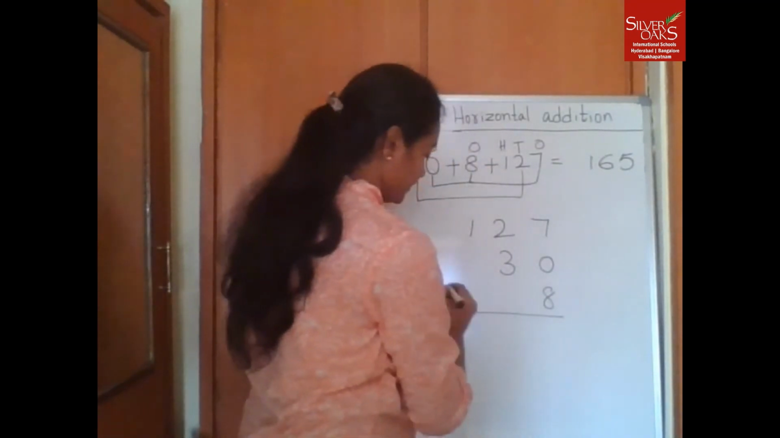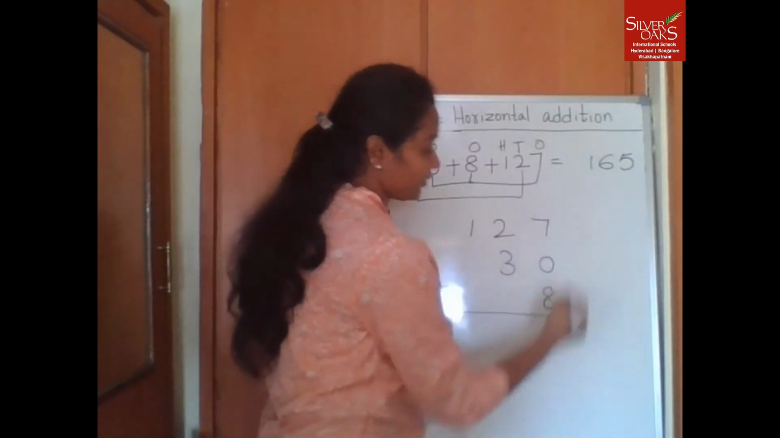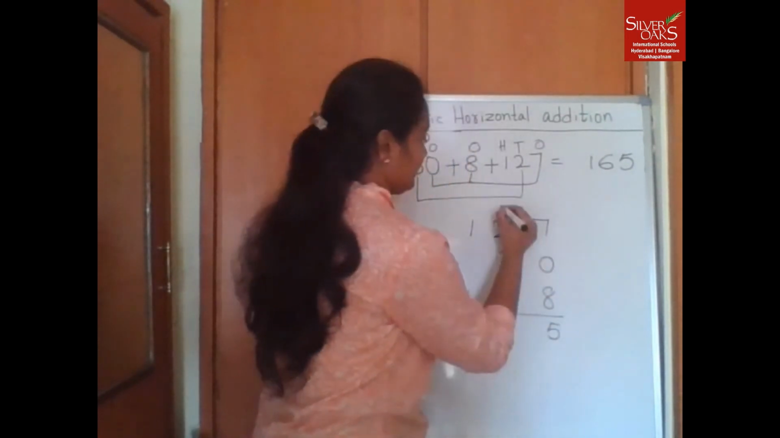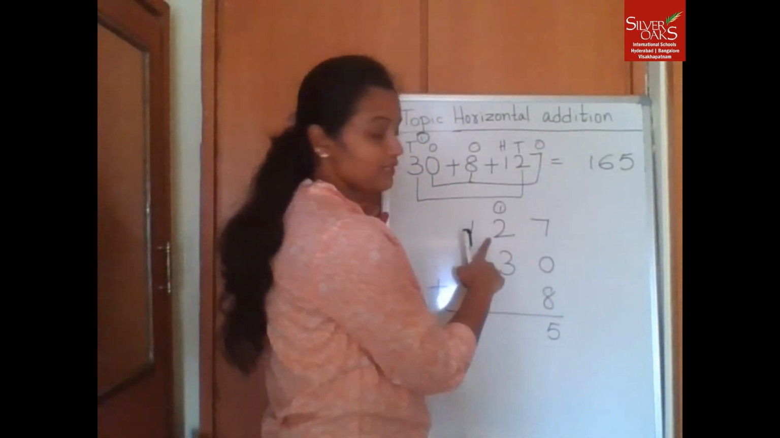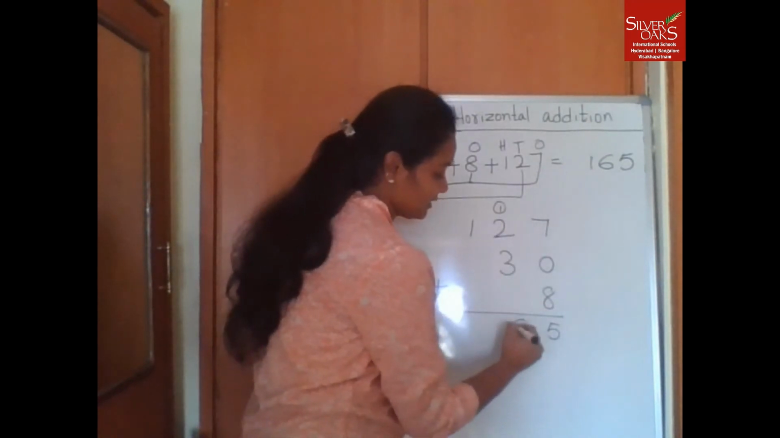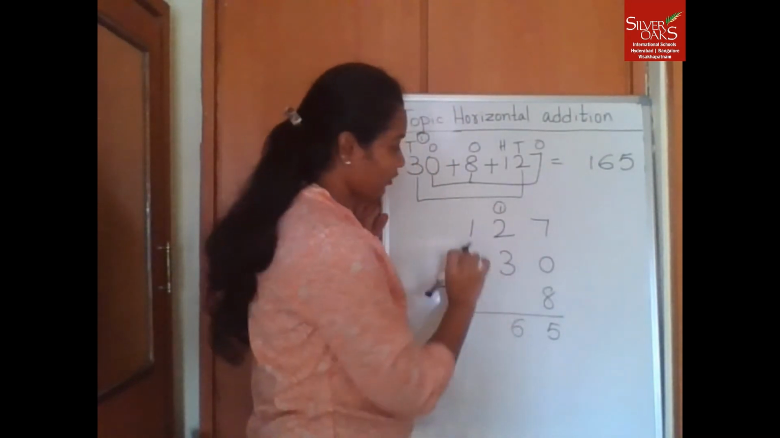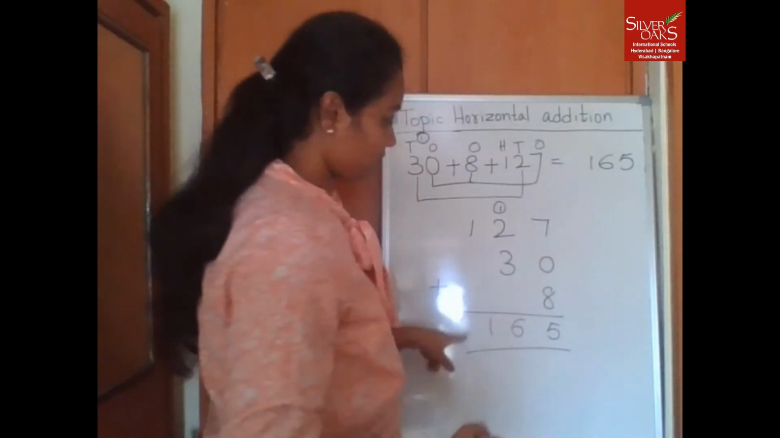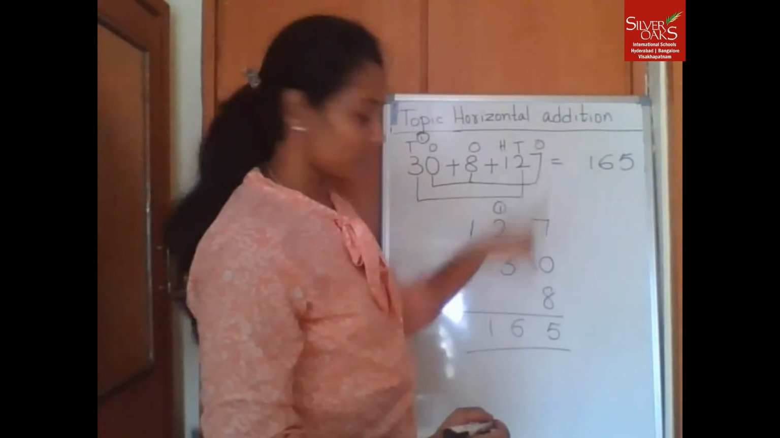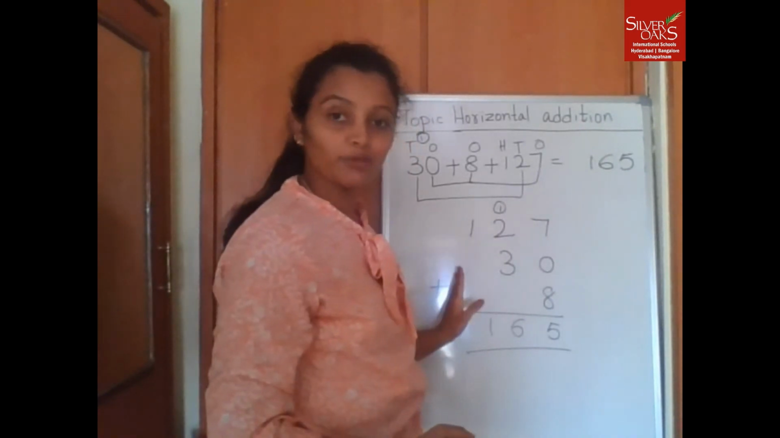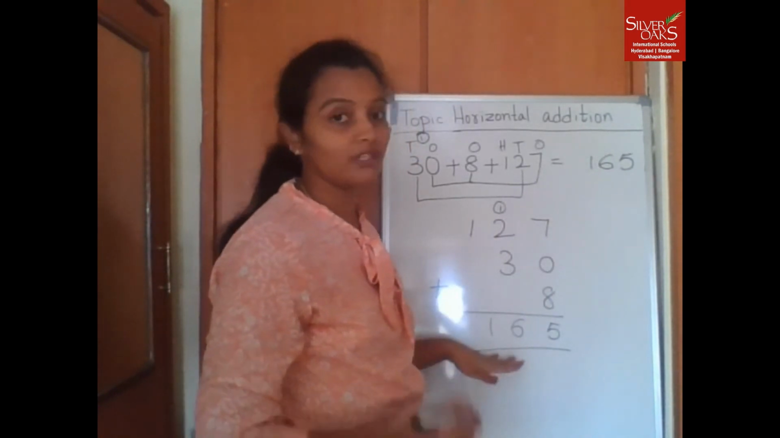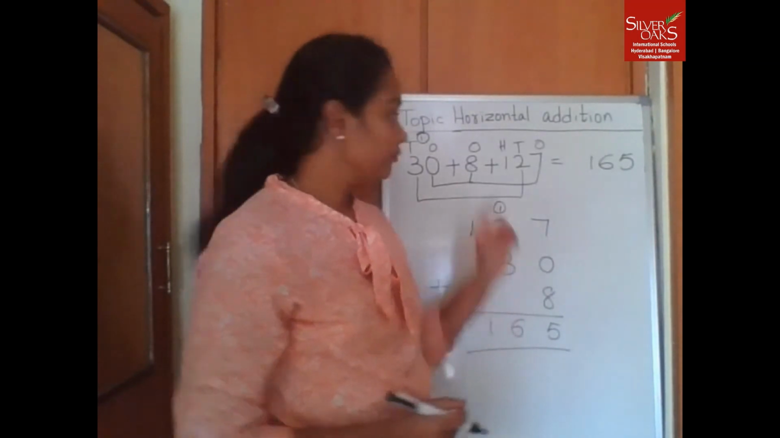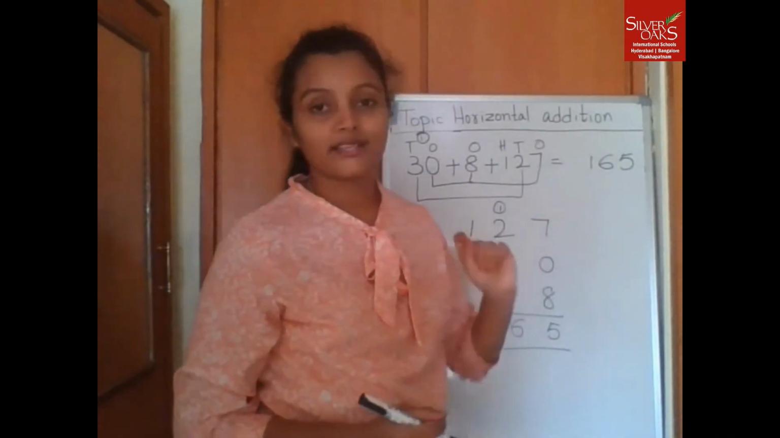Now find the sum. 8 plus 7 is 15. 3 plus 2 is 5, plus 1 is 6. Then 1. So here also we got 165. Even when we arranged it vertically and found the sum, we got 165. So this is how you will do horizontal addition.